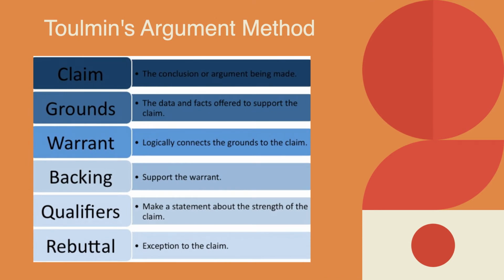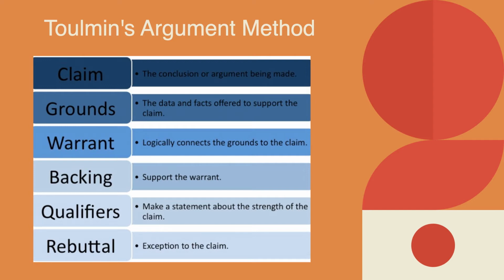In making a position paper or in making a stand on a certain issue, we can use the Toulmin method. This was developed by philosopher Stephen E. Toulmin. This is a style of argumentation that breaks arguments down into six component parts. These are the claim, grounds, warrant, backing, qualifiers, and rebuttal.